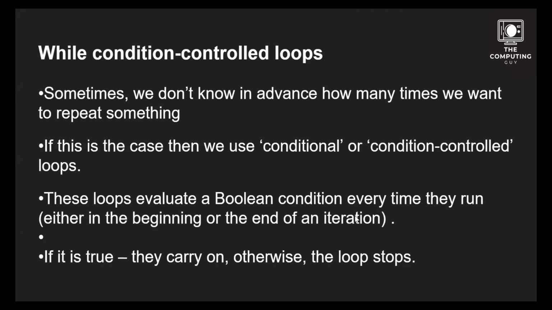But in the case of condition controlled loops, we let the loop run on based off a condition. And this tends to be a Boolean condition, checking if something is true or false. So we're checking if a count or a variable might be less than or more than a particular number. And if it's true, the loop will carry on. Otherwise, the loop eventually stops. This is a continuous cycle, and it repeats the code inside until it stops.